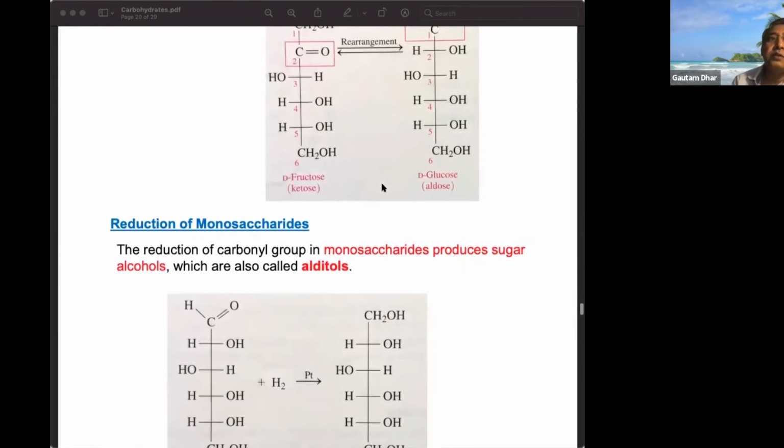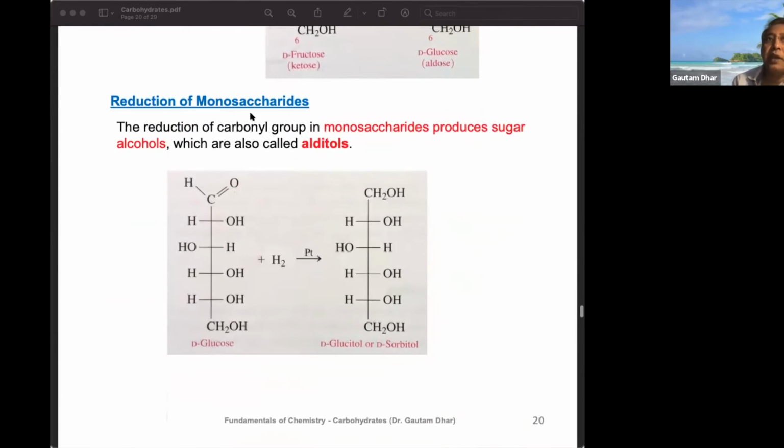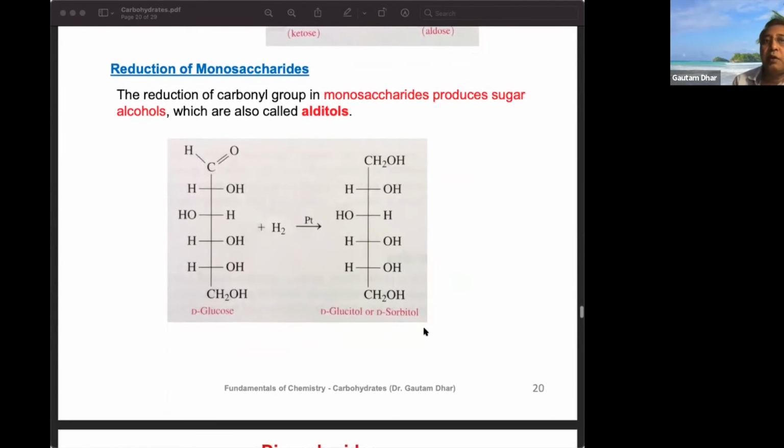Now, just like an aldehyde, we can reduce the aldehyde group. And if you reduce the glucose, you get sorbitol. That means the CHO becomes CH2OH. Upon reduction, glucose gives sorbitol.